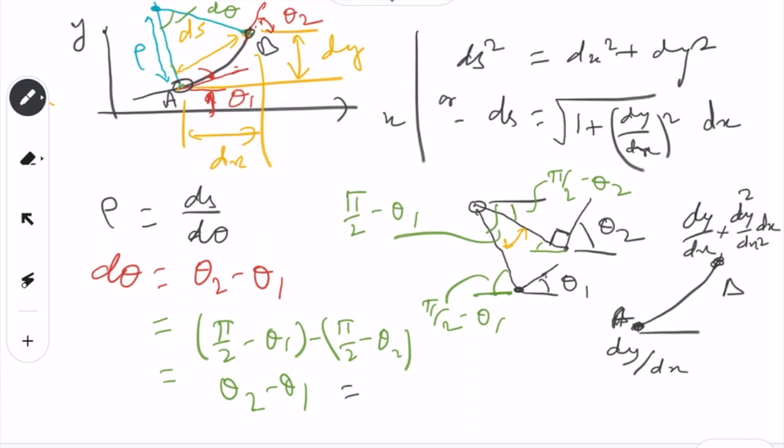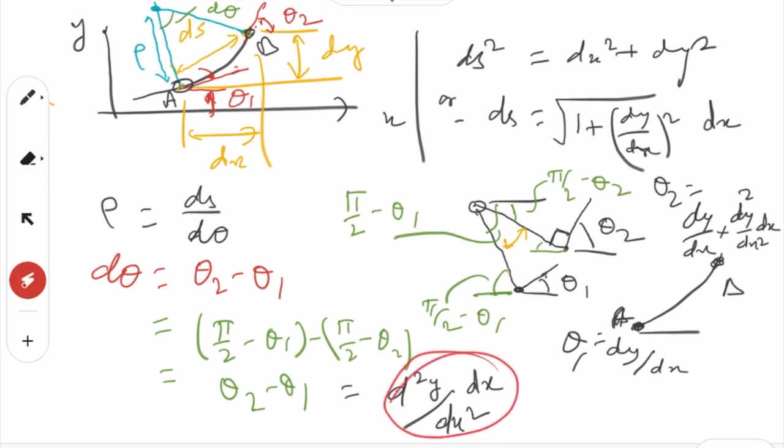Okay, and hence this is theta 1, and this whole thing is the theta 2 value. Hence we get this is equal to this minus this, and this is nothing but d square y over dx square times dx. So that's what we will get. This value will be something like this only.